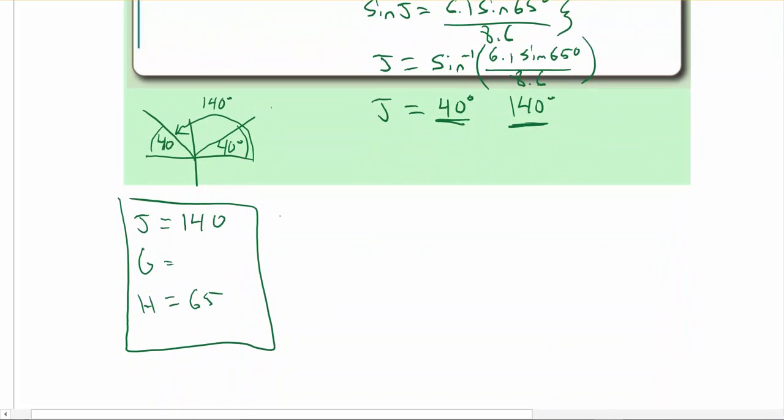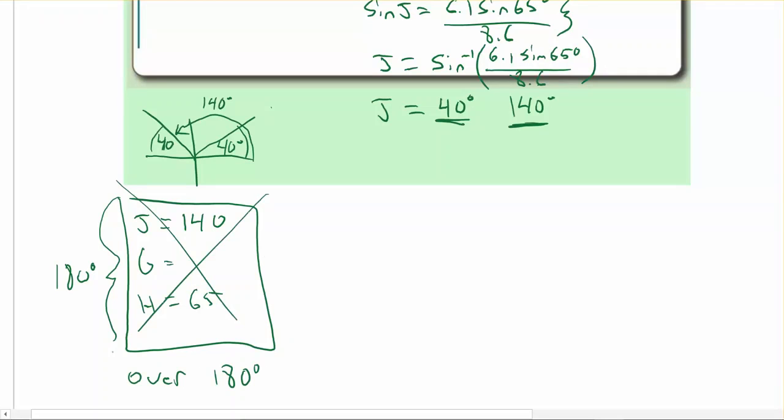What do all my angles have to add up to? They have to add up to 180 degrees, right? Well, I can tell right off the bat that this can't be 140, because 140 plus 65 is over 180 degrees. It can't be this one. So that means it has to be the lower one, 40 degrees.